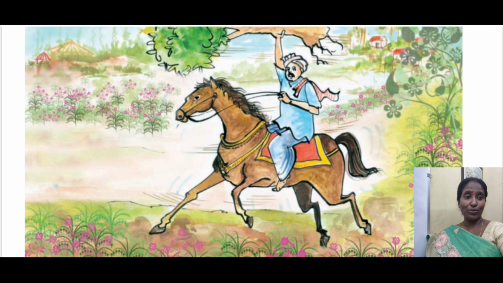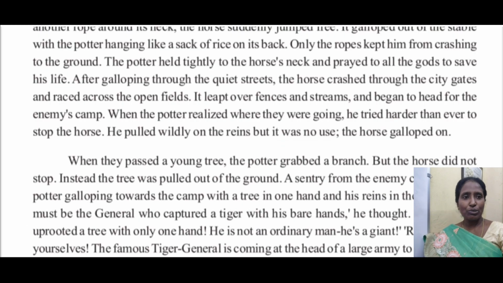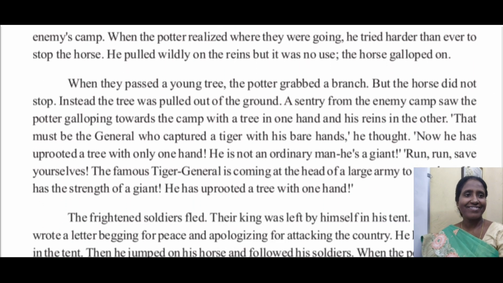And then what did he do? He saw the potter galloping towards the camp with a tree in one hand and his reins in the other. That must be the general who captured a tiger with his bare hands, he thought. Now he thought this must be the brave potter who captured the tiger without any weapons. He must be the one, he thought. Now he has uprooted a tree with only one hand. He is not an ordinary man. He is a giant. Run, run, save yourselves.